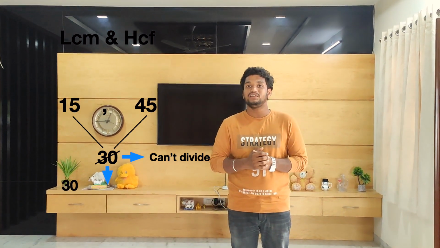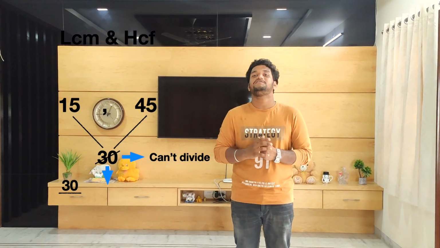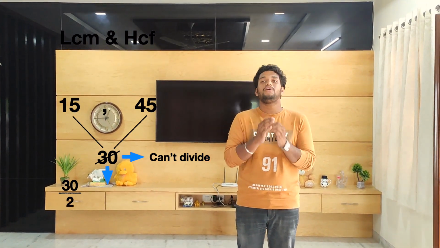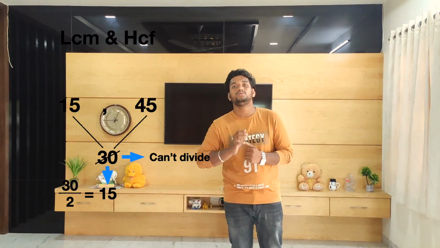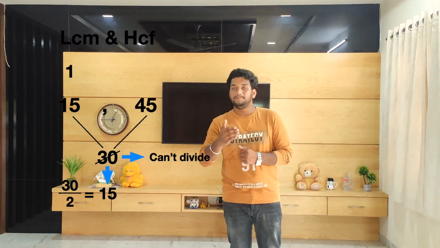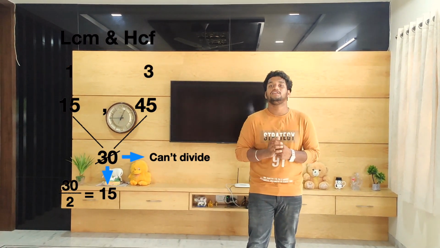You have to take the next least factor for 30. What is the before factor for 30? How do you have to find it? 30, you divide with 2. If you divide with 2, you will be getting the before factor. Your before factor will be 15.